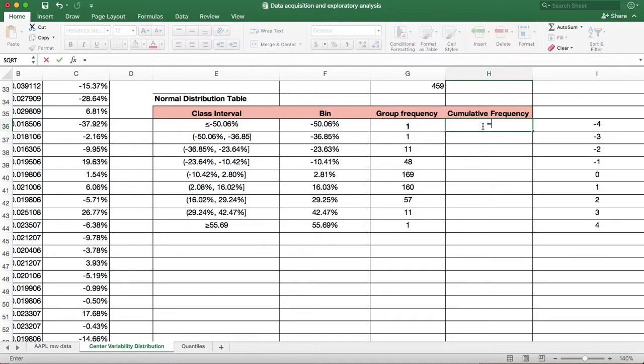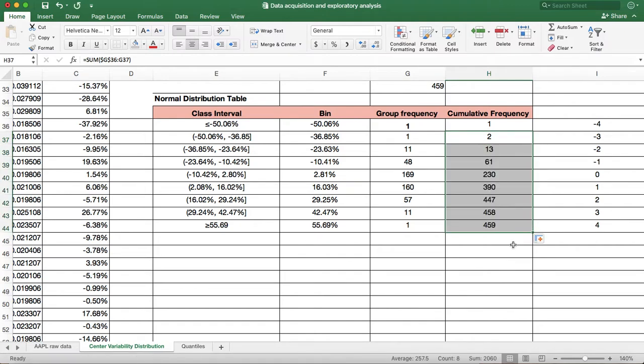And cumulative frequency. Just sum up. And then make the first cell an absolute reference, because when we sum up, we always begin with this one. So, and then write down. So for the last number, we got the total of the data points in the data set.